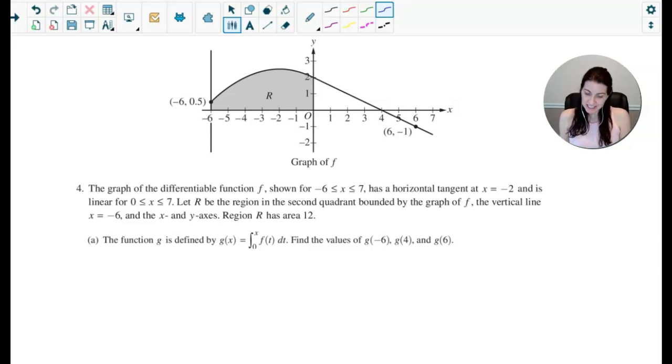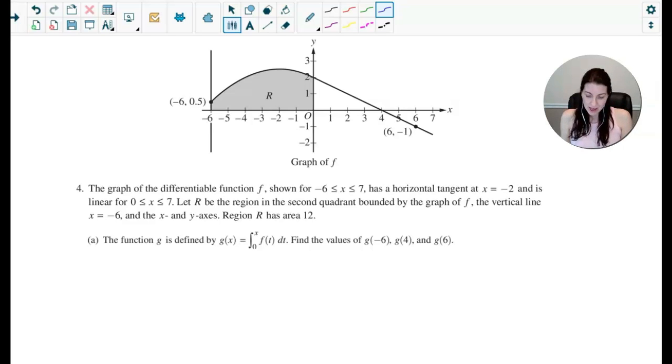Question number 4 gives a graph of a differentiable function f between the x values of -6 and 7, and it tells us where there's a horizontal tangent line. And R is the region in the second quadrant bounded by the graph of f and the vertical line x equals -6. And it tells us that region R has an area of 12.